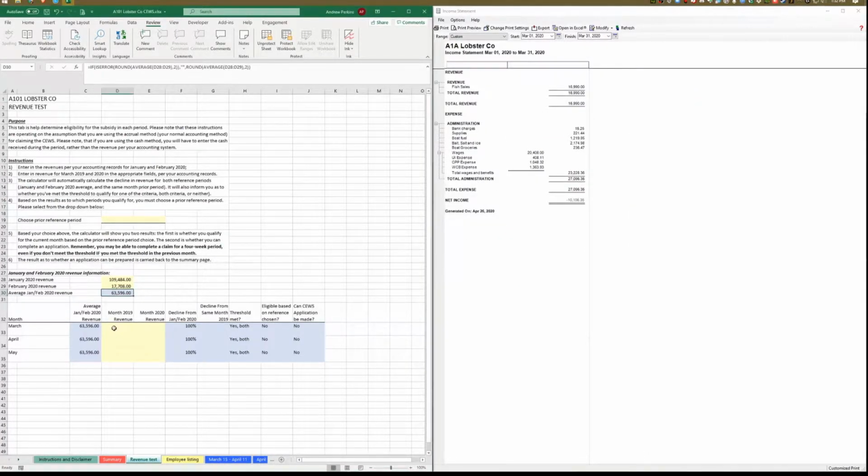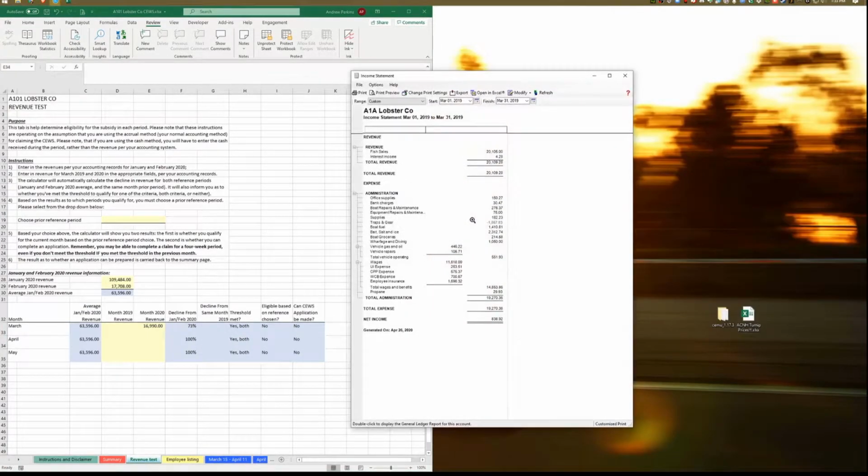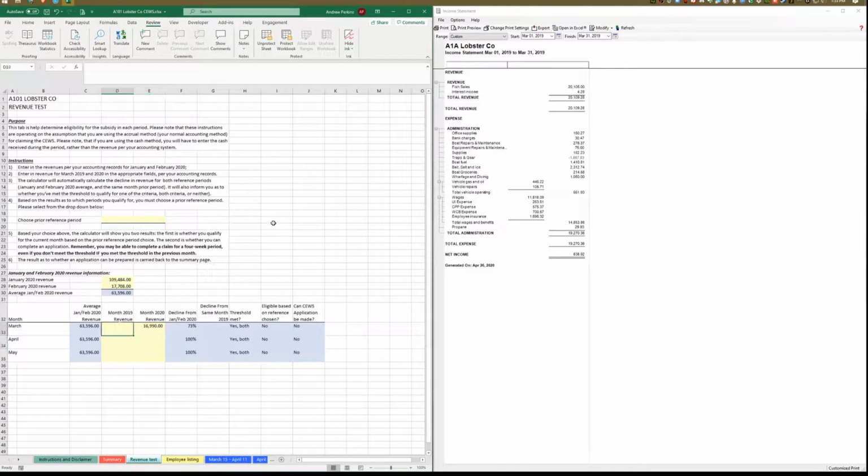And we'll see here that we had sales of 16,990 for the month of March 2020. And again, we're going to want to repeat this process for the prior year to determine what our drop in sales were for March 2019. So we see that the sales for March 2019 were 20,105.